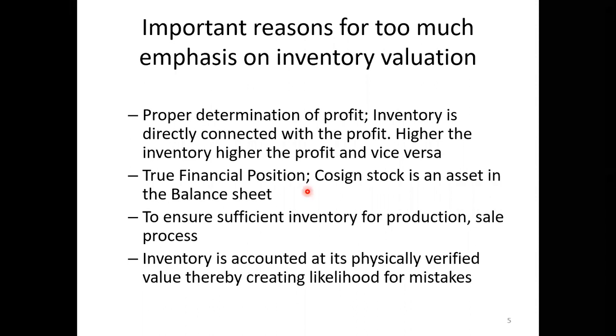To ensure sufficient inventory for the production and sales process, you might have studied EOQ, maximum stock level, minimum stock level, average stock level, buffer level. Why do you study this kind of thing? Because you need to ensure an uninterrupted production process and sufficient inventory for production and sales. Inventory is accounted at its physically verified value, thereby creating likelihood for mistakes.